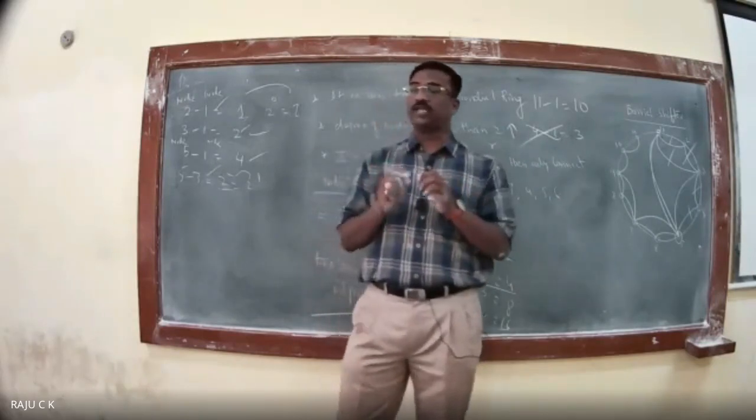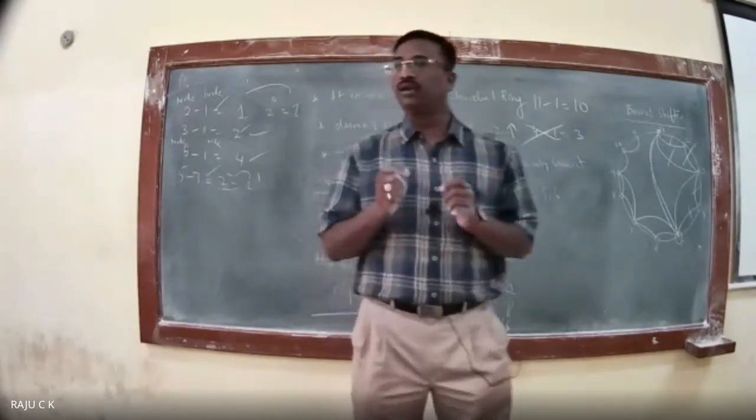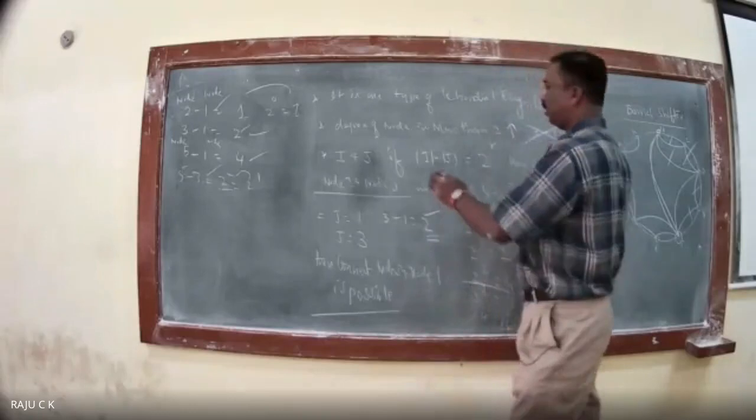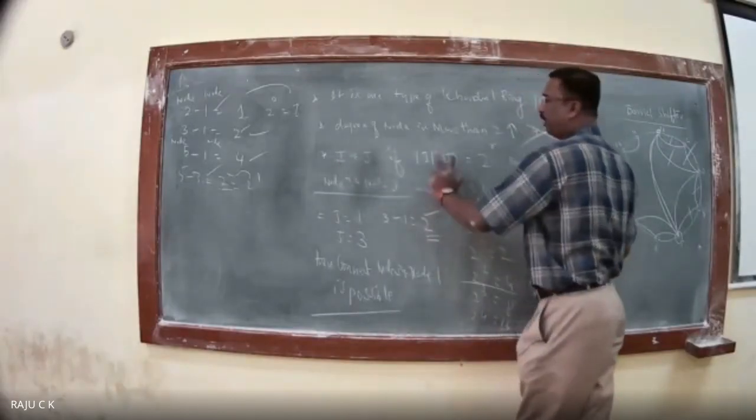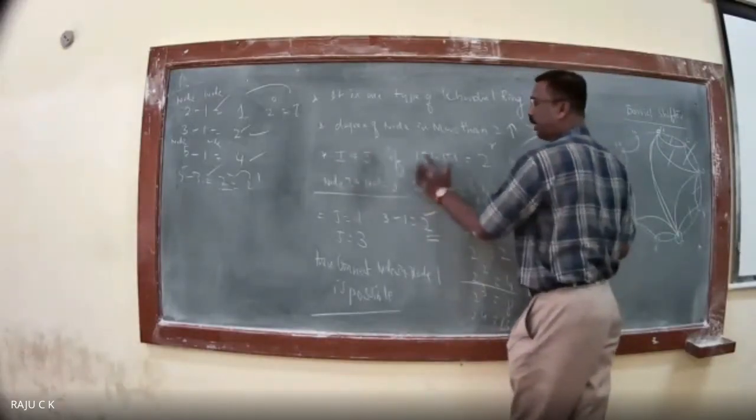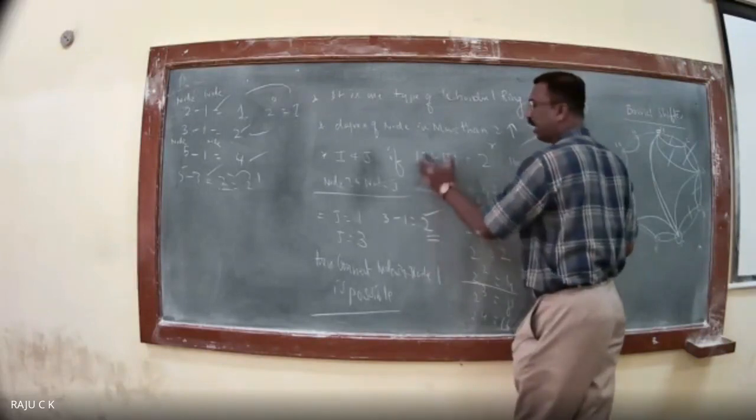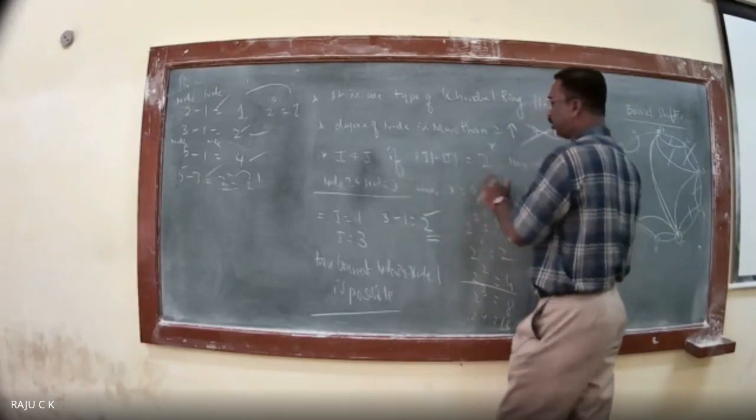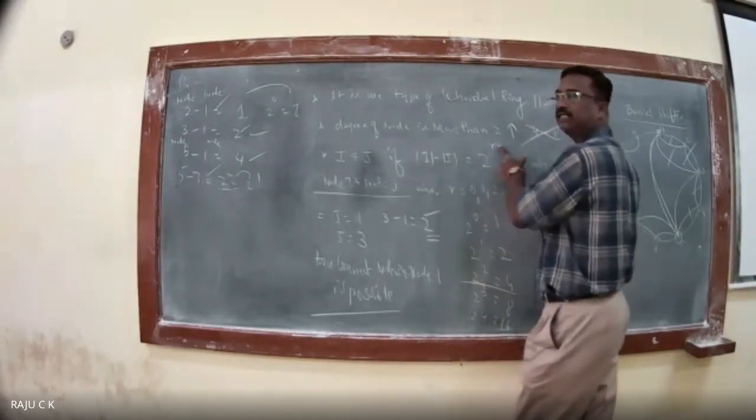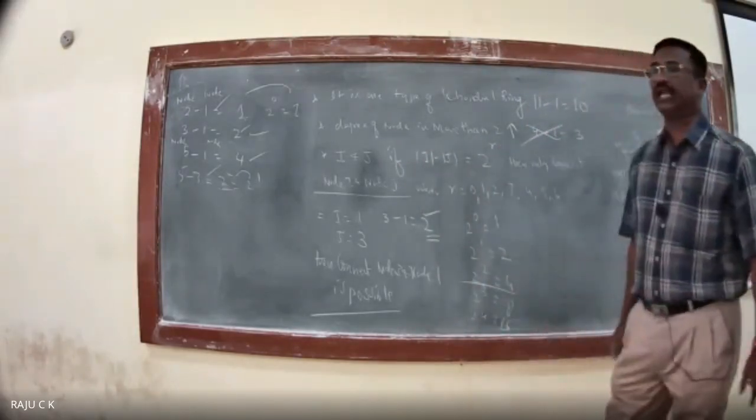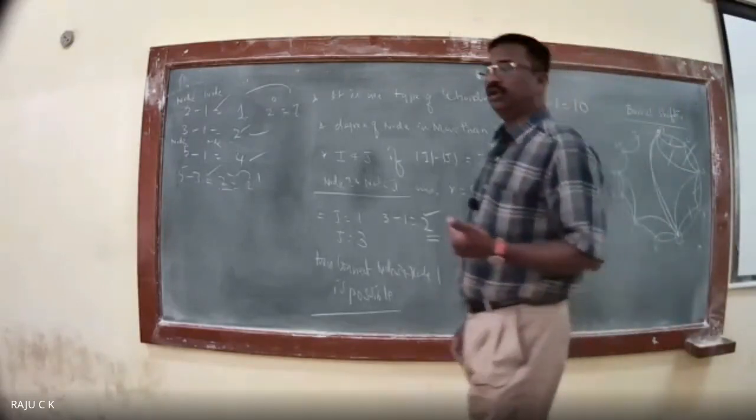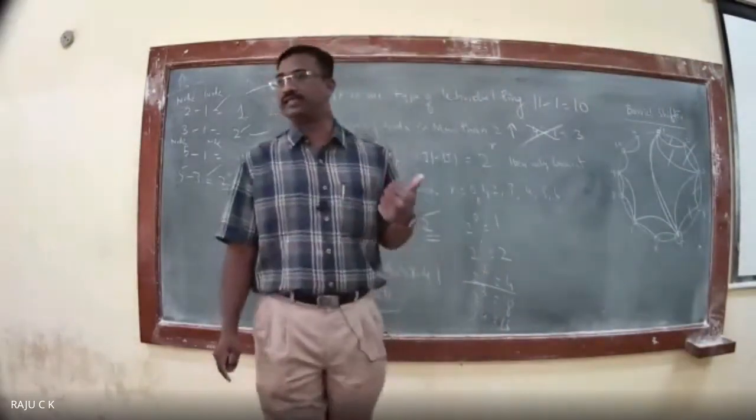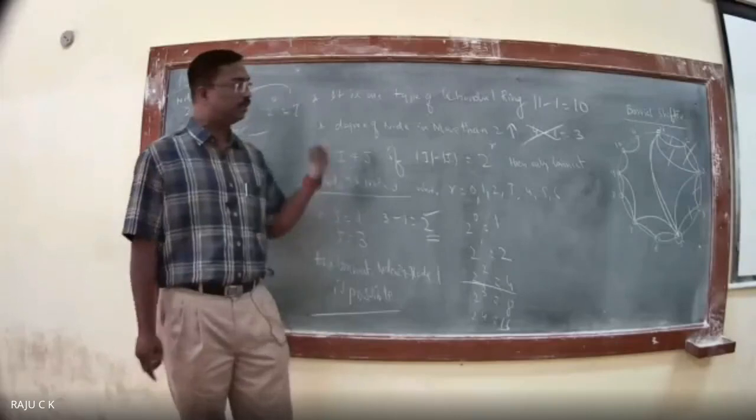So, barrel shifter is one type of cardial ring, but the only difference is that node J and node I will be connected only if the difference between J and I is equal to 2 to the power of R, where R is equal to 0, 1, 2, 3 like this. So that is the main difference.